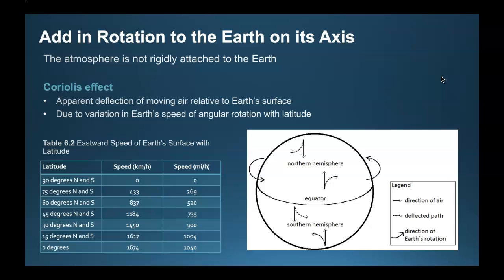So the Coriolis effect is an apparent deflection of moving air relative to the Earth's surface. So the air is going to be deflected because the Earth rotates. And it's due to the variations in speed of the rotation of the Earth at different latitudes. So look at this graph over here. The only reason there's two columns is one is kilometers per hour and the other one is miles per hour.